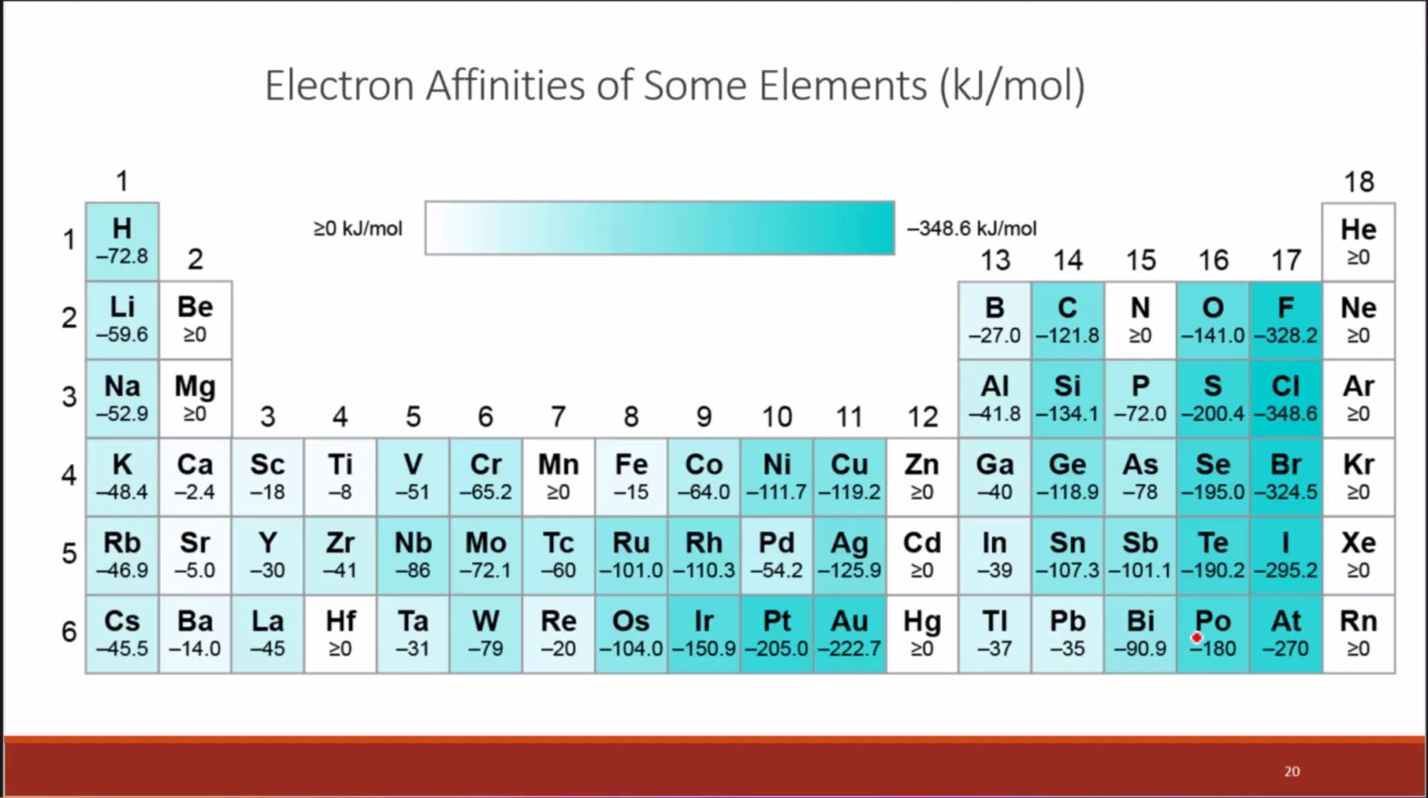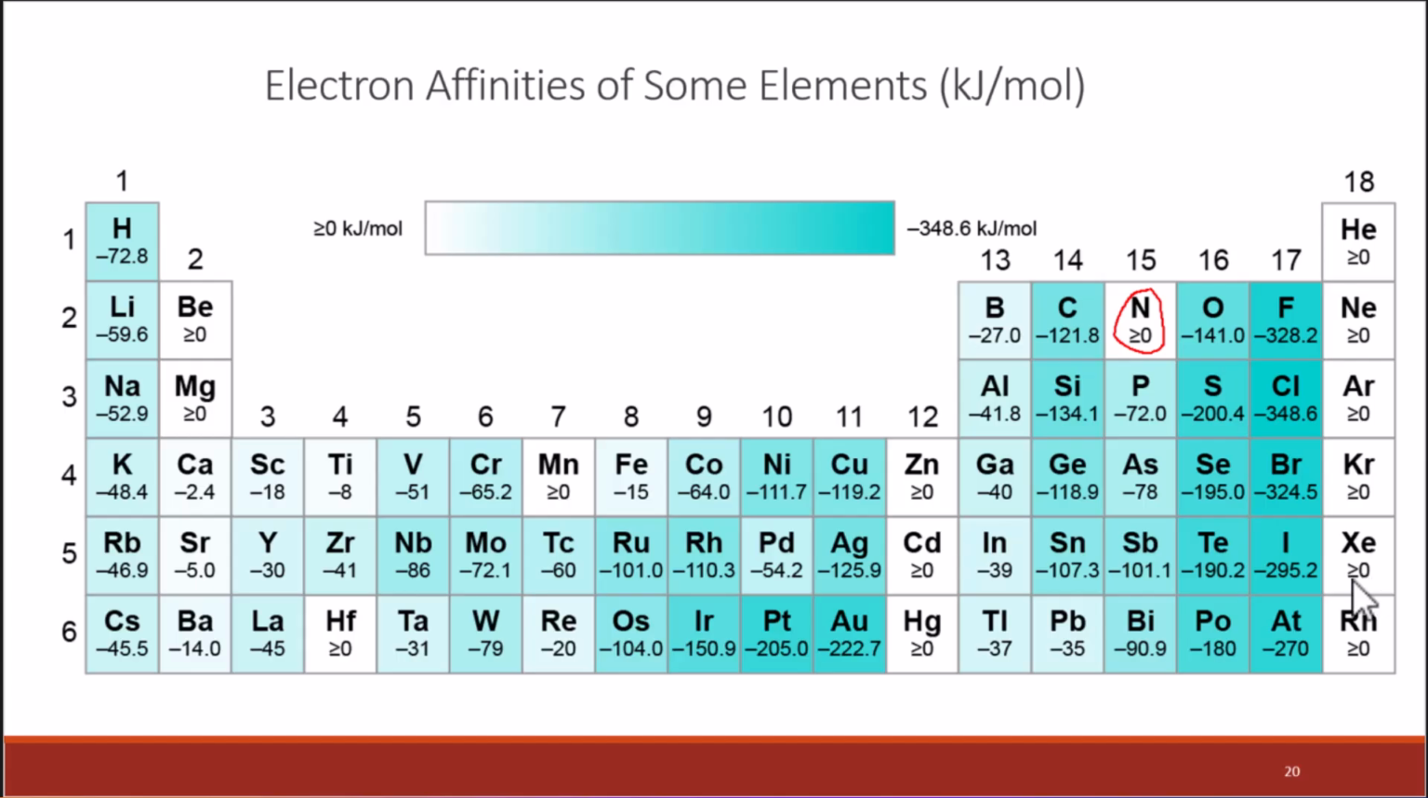Okay, this is a table of electron affinities. Notice that you have mostly negative electron affinities for these elements. Why? Because if you add an electron, energy is released. Now you have some elements that are electropositive, meaning they don't want to accept the extra electron. In order to get them to accept the extra electron, you have to actually add energy, and that's due to their particular electron configurations.